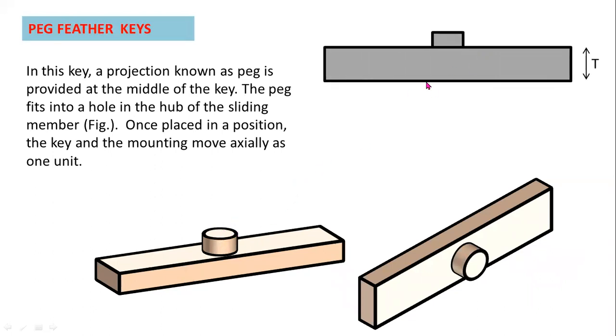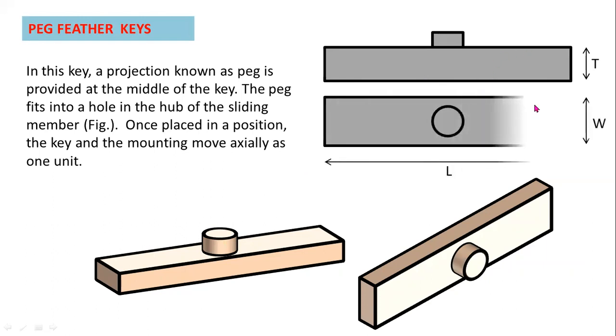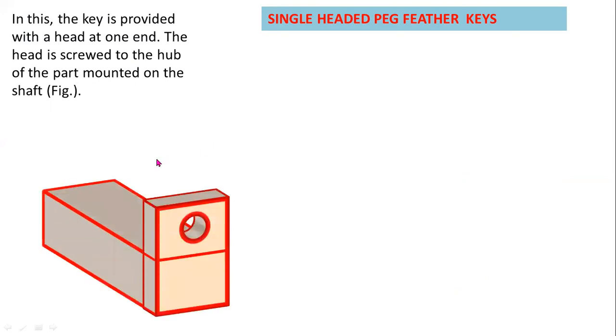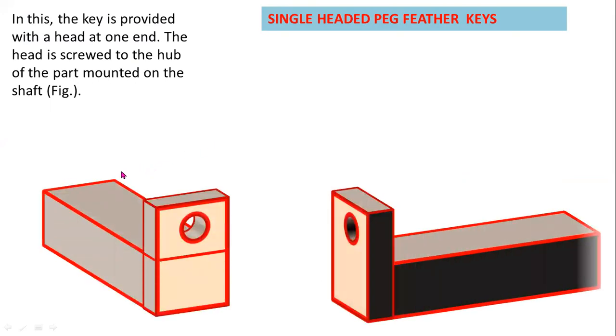So this is the front view, and this one is the top view. W is the width of the key, and T is the thickness or depth of the key. L is the length of the key. Single-headed feather key. Sorry, this one is single-headed feather key.